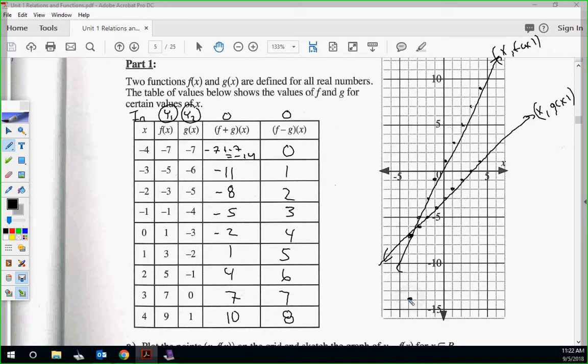The dots are a little bit off today. So that's where it starts, and then it just keeps going. -3, -11. So it's going up by 3s. So -8, -5, -2, 1. Okay, that's your f plus g of x.